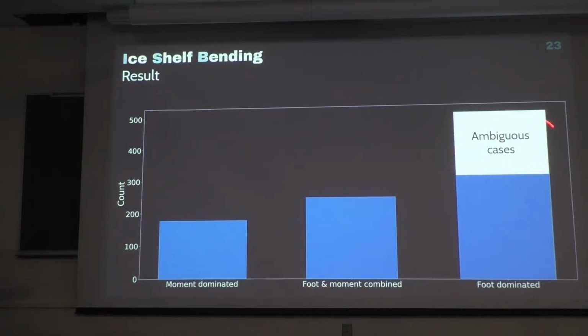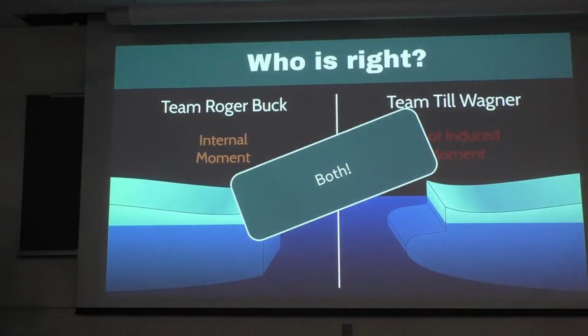But there are these 200 ambiguous cases where we will need better data to be able to split them between these two categories. And so the conclusion of who is right? Well, I think everyone is happy, they're both right. It just depends on the case. Both processes happen at the Rotch ice shelf, it's just they don't have the same amplitude at every location.